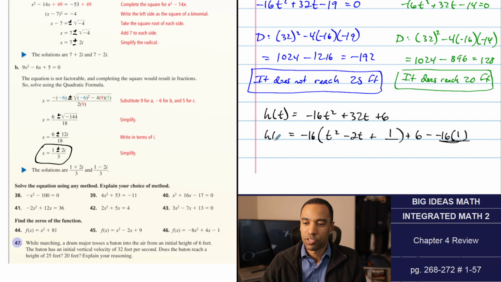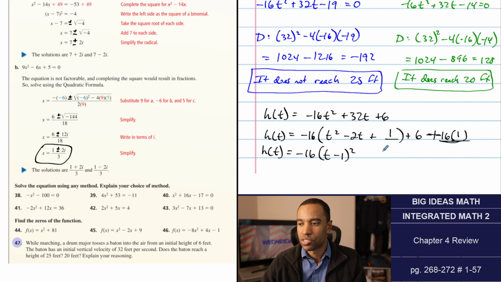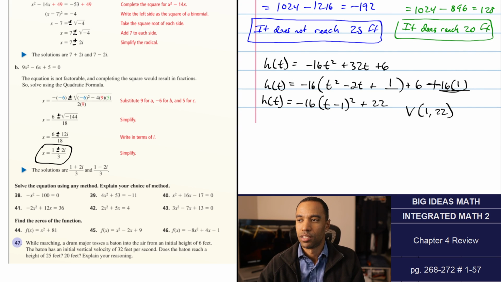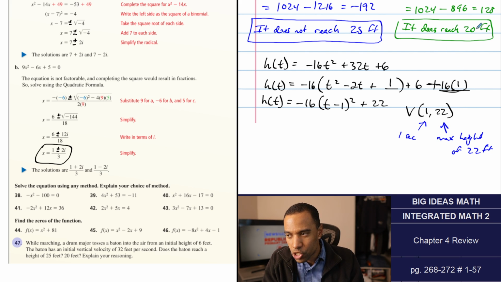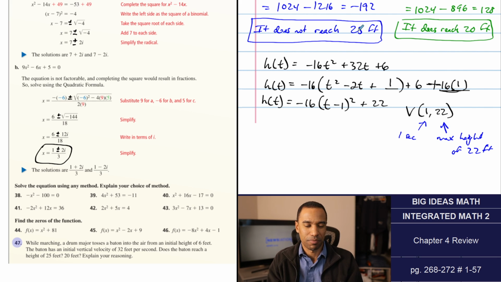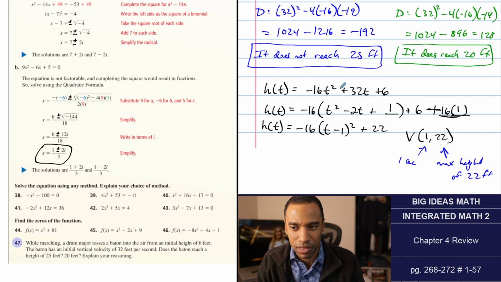So h of t in vertex form will be negative 16 times t minus 1 squared, and then 6 plus 16 is 22, plus 22. The vertex is at 1 comma 22. That means after 1 second, it has a max height of 22 feet. What does that tell you? It tells you it will reach 20 feet and it will not reach 25 feet, right? So that's another way you can go about it using the vertex stuff.